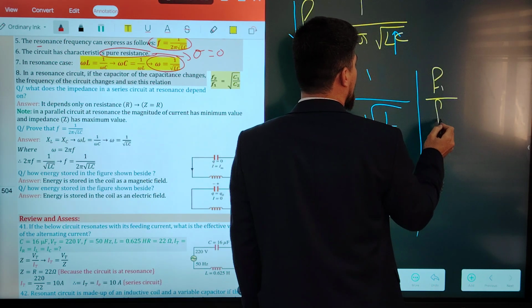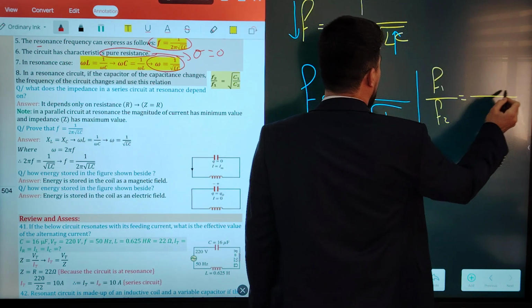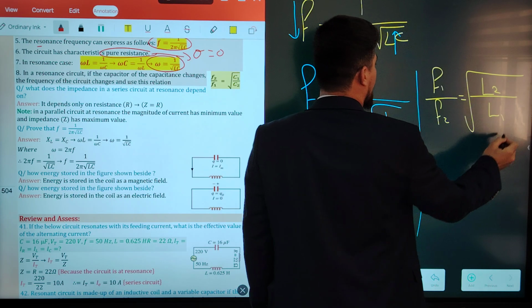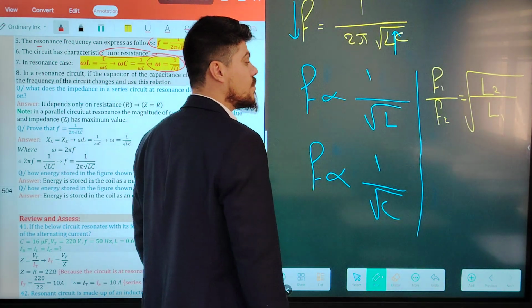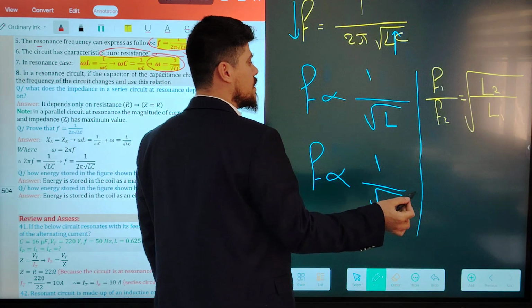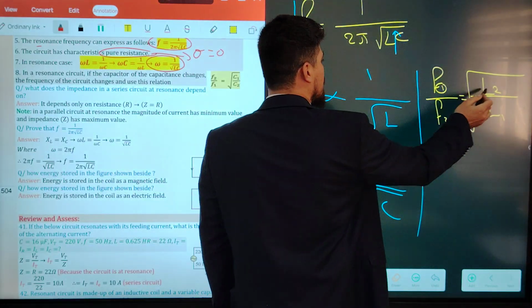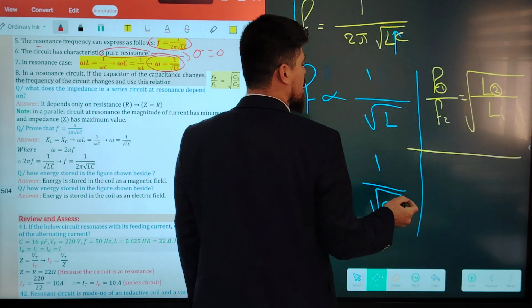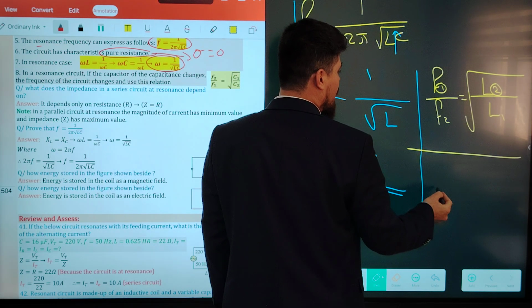Guys, F1 over F2 is equal to what? Radical L2 over L1. Why? Because it is inversely proportional. That is why we have F1, but here L2. Why? Because this relation is an inverse relation. For the capacitor, this one is more practical.